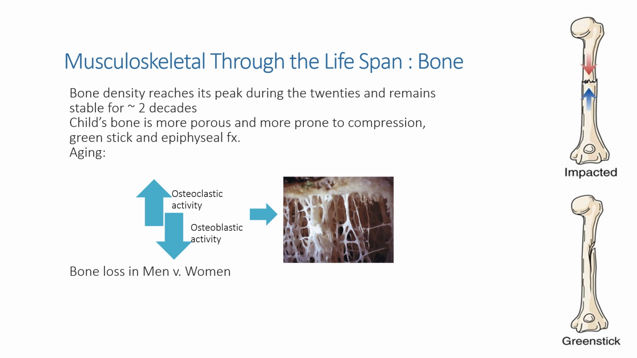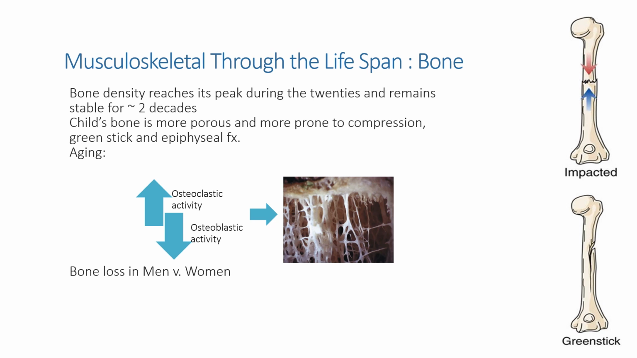Effects of aging on bone. There's a decreased bone quality, reduction in bone stiffness and strength due to architectural, compositional, physiochemical, and microchemical changes. Peak bone density is reached in the 20s and stabilizes for about 2 decades before declining.